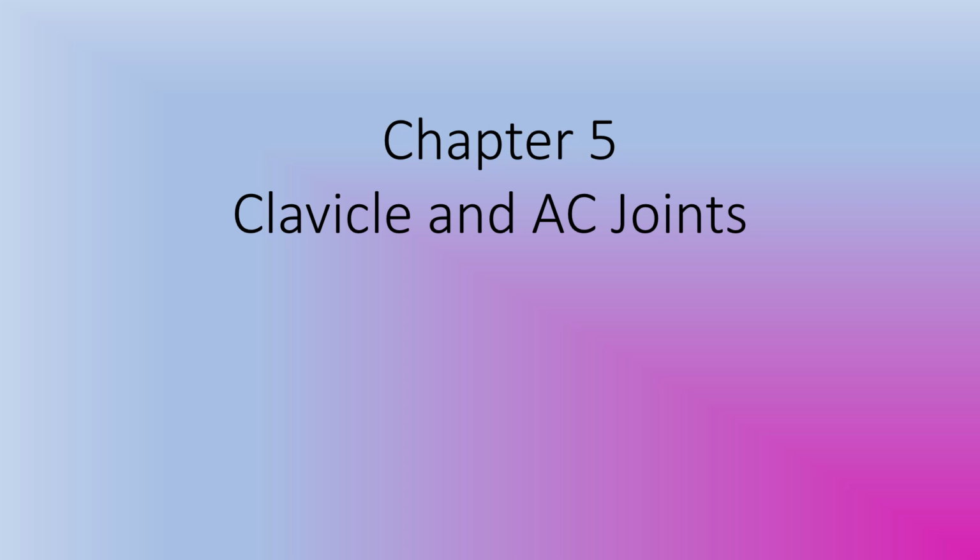This is Chapter 5 from the textbook of Radiographic Positioning and Related Anatomy, the 11th edition. This is the lecture over the clavicle and AC joints. Both of those are found in Chapter 5 of your textbook, and we're going to begin on pages 176 and 177.